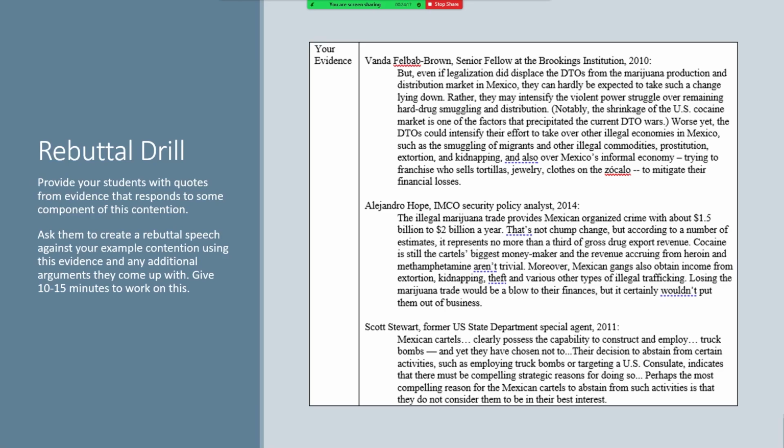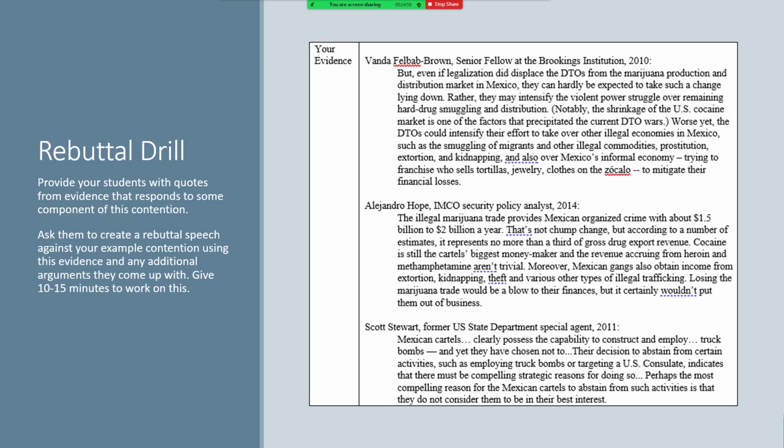They say legalizing marijuana would not really hurt drug cartels. They say drug cartels don't really do narco-terrorism. And they say that if drug cartels lost marijuana money, they would try to get money from other places. So, again, another no link or no solvency argument. And so you would give your students this, and then you would give them some time to read through these articles and try to put together a rebuttal speech using this evidence and using any additional arguments that they come up with. And you can have them do that in groups, or you could have them do that on their own.